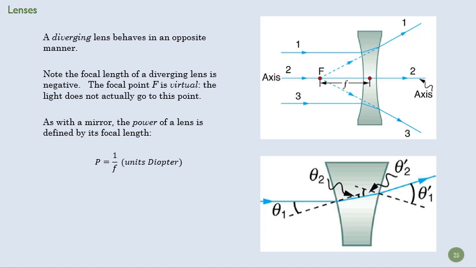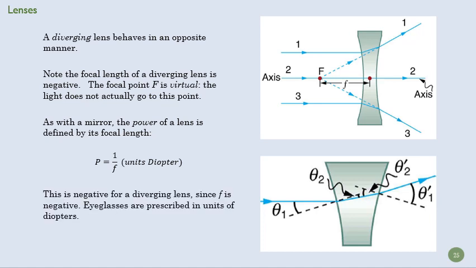If I had a focal length here, that would mean that my ray coming out of the lens was going like this. In other words, it hadn't bent nearly as much. And so power is a representation of how much your lens is going to bend that light ray. Again, this is negative for a diverging lens because that F is negative, because the F is in front of the lens.